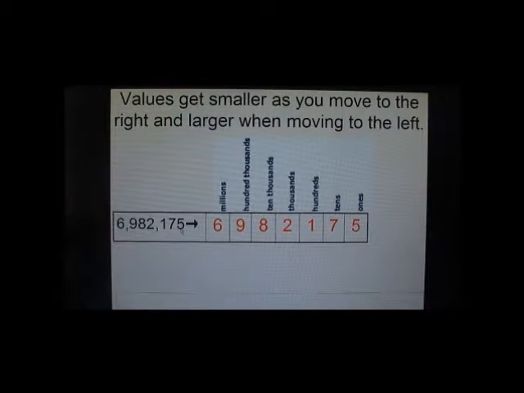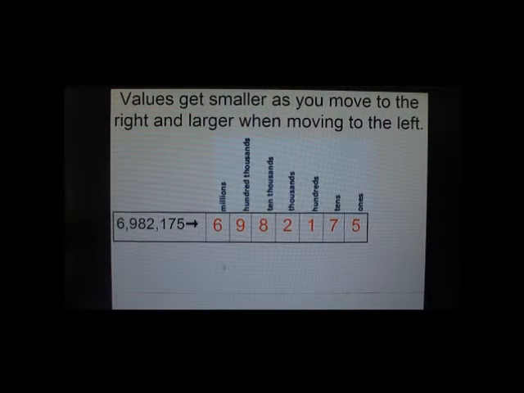6,982,175. What I've done here is I've taken each one of these individual digits and separated and put it in with its name of the place. 6 is in the millions place. The 9 is in the 100,000s place. 8 in the 10,000s place. 2 in the thousands place. 1 in the hundreds place. 7 in the tens place. And 5 in the ones.